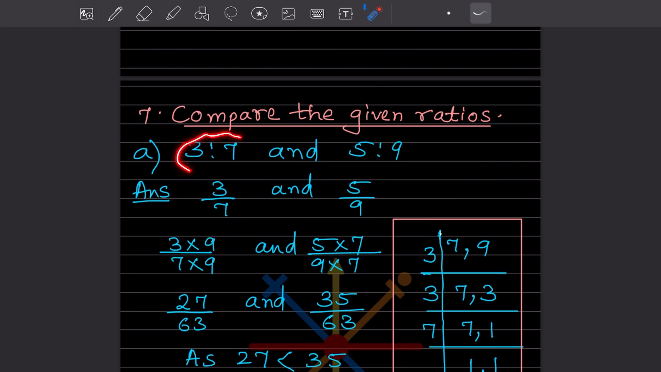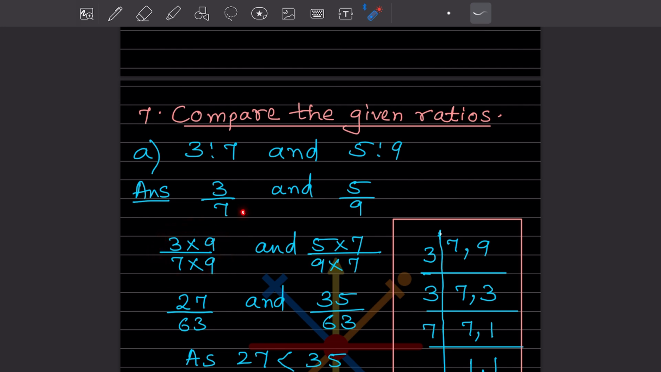Now this 3:7 can be written as 3 divided by 7, and this 5:9 can be written as 5 divided by 9. Now you can see the denominators are different. The first thing when we are comparing is that we should make the denominators the same. There are many ways. One of the ways is to take the LCM.